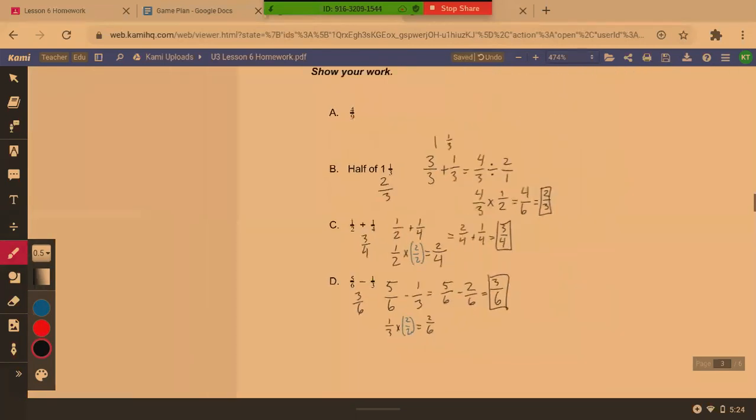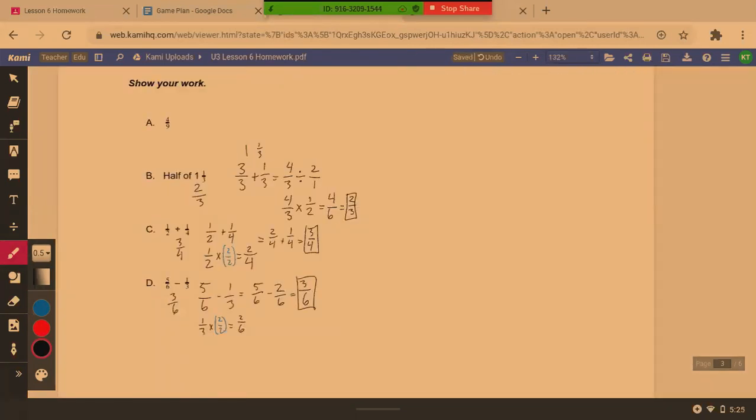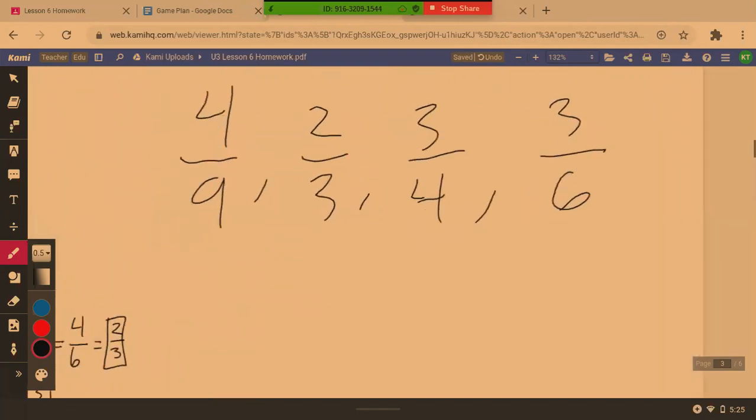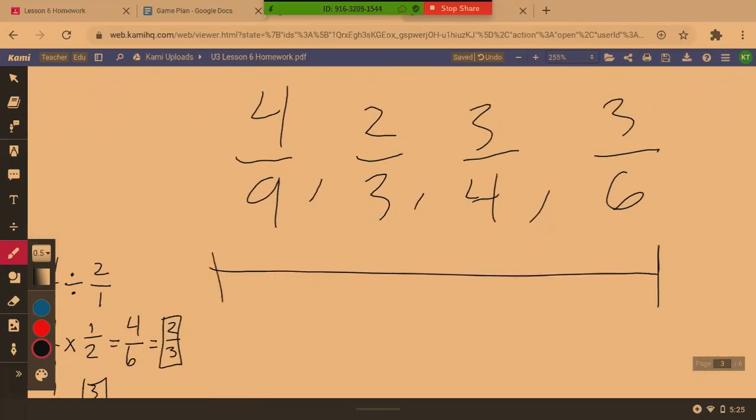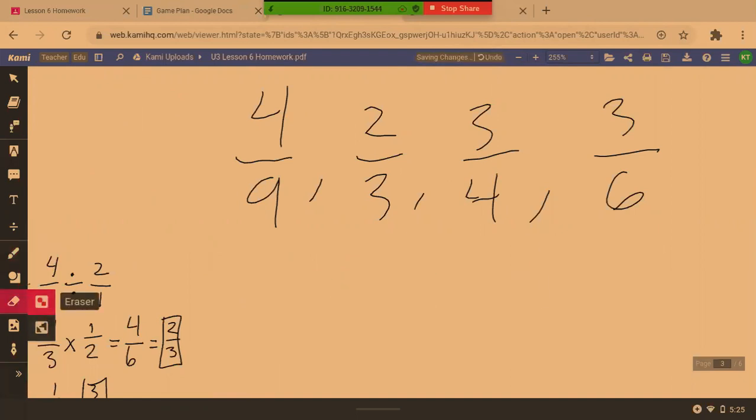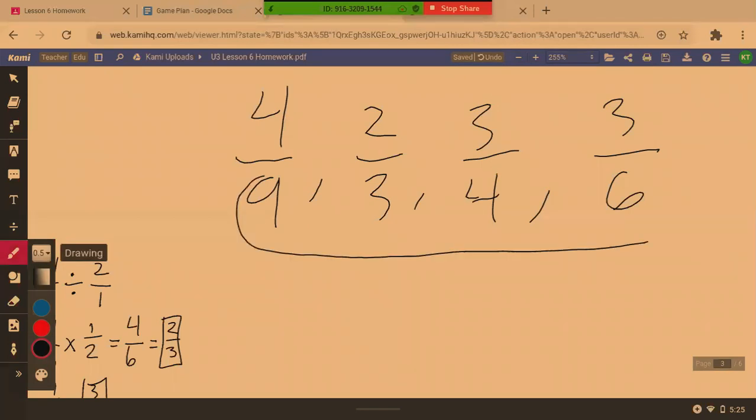Okay. So now these are the fractions we have. We have 4 over 9, 2/3, 3/4, and 3/6. These are fractions that we need to place on a number line. In order to put these on a number line, we need a common denominator. So what is a product that all of these can go into? What is a product that 9, 3, 4, and 6 can go into?